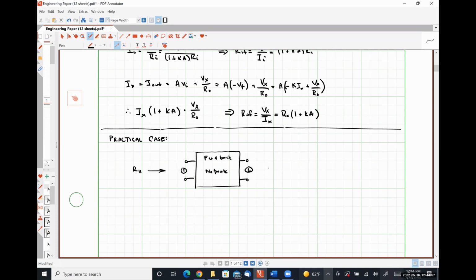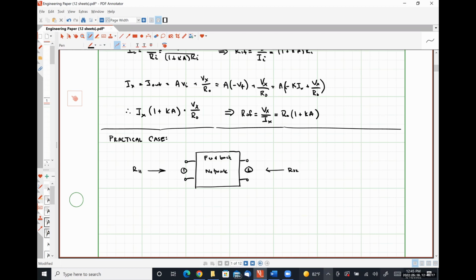We find R22 by looking into port 2, port 1 open circuit. Okay, so this is slightly different, and it's because we have a different feedback connection, right?